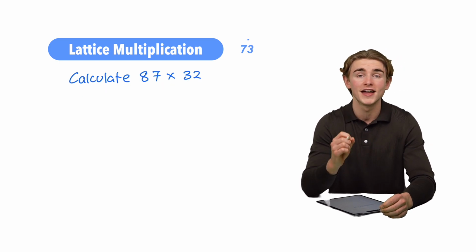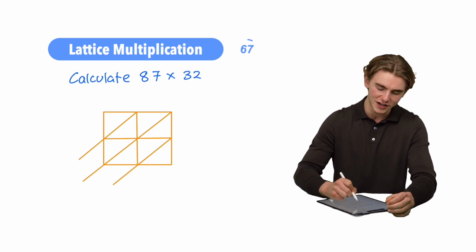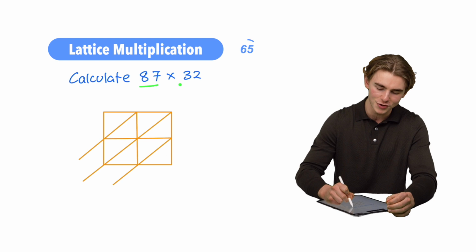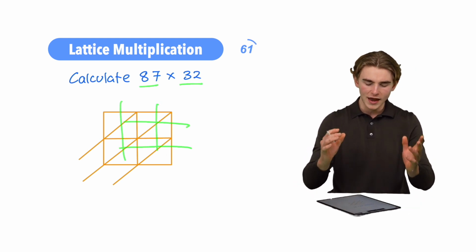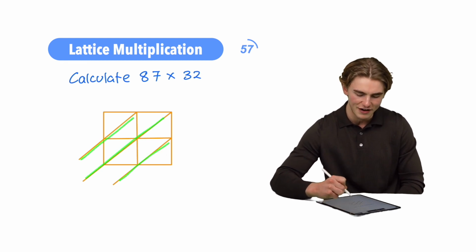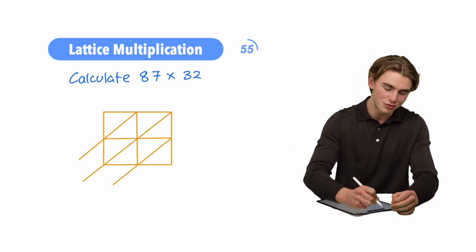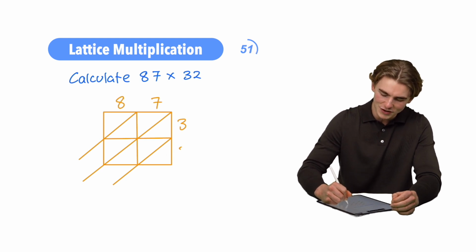Well, the first step is going to be to draw out a grid which looks like this. Now, this may look pretty weird at first, but let's break it down. Because we're multiplying a two-digit number by a two-digit number, we're going to have 2 rows and 2 columns. And what we can see is that we've also drawn these diagonal lines which come out to the bottom left-hand side. Our next step then is going to be to write our 87 across the top like this and our 32 down the right-hand side.